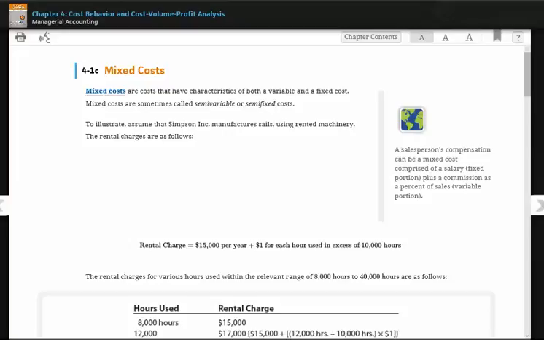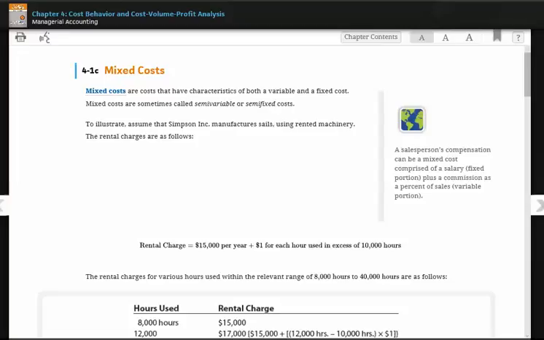Now, in this chapter 4 for accounting 1B, we're still looking at the cost concept and those relationships. We can have a cost such as a mixed cost. A mixed cost is a cost that has both a fixed component to it as well as a variable cost component.